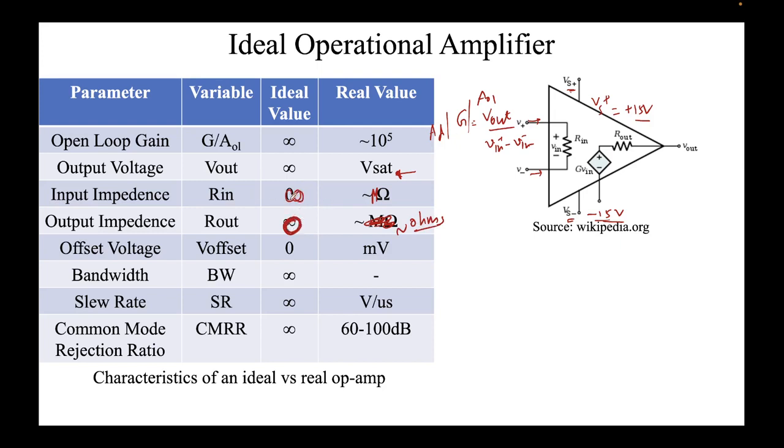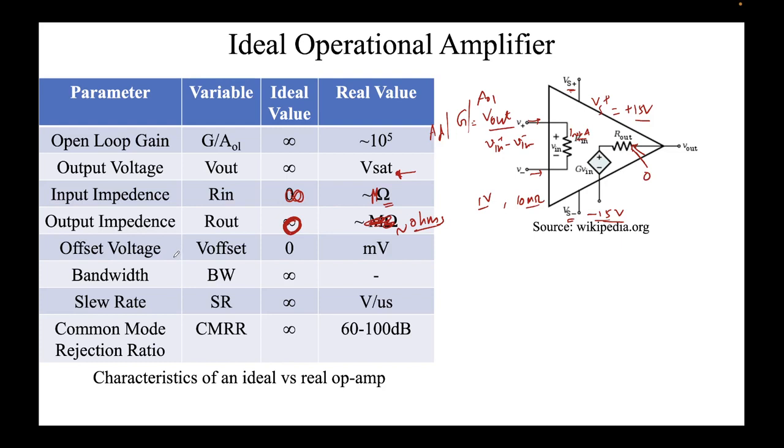So if input impedance is infinity, it means there will be no current. Let's say V plus minus V minus is 1 volt, and let's say Rin is 10 mega ohms. So the current would be 100 nanoamps, which is negligible. So that's what I said. Ideal value is infinity. However, the real value in some real circuits is some mega ohms. Similarly, output impedance ideally is 0. However, in real circuits it's a few ohms, 2 ohms, 5 ohms, 10 ohms, depending on the circuit and the components, like what BJTs or MOSFETs we have used inside.